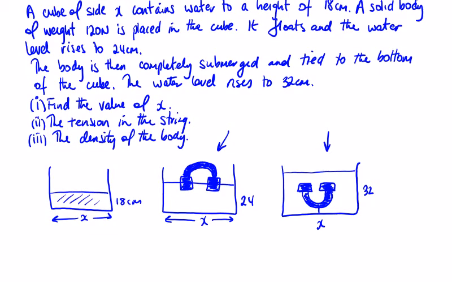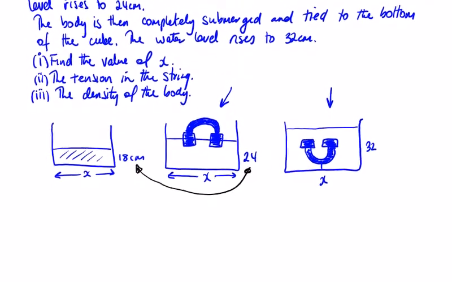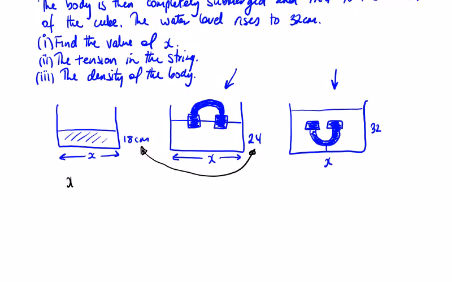Okay, so the weight, we know buoyancy is equal to weight, so the weight of the water displaced is 120. So what has happened between the first one and the second one? It's gone from 18 to 24, so it's gone up 6 centimeters. So the volume of this cube is going to be X multiplied by X multiplied by X. But because it's in centimeters, let's call it X over 100 by X over 100 by 0.06. That's the change in volume.